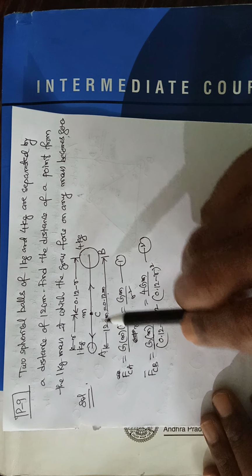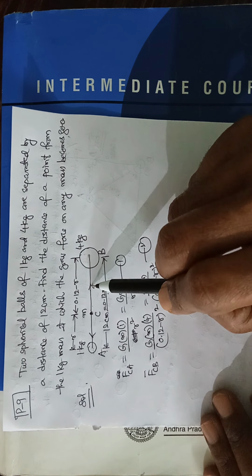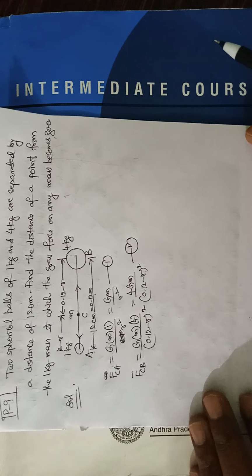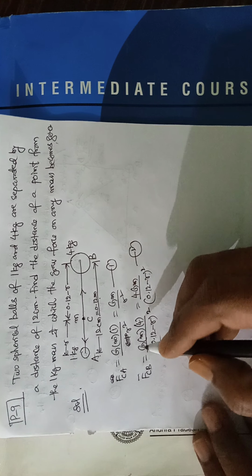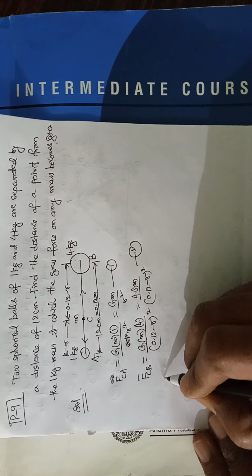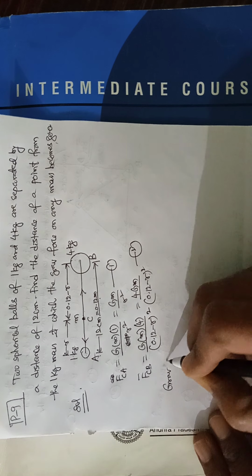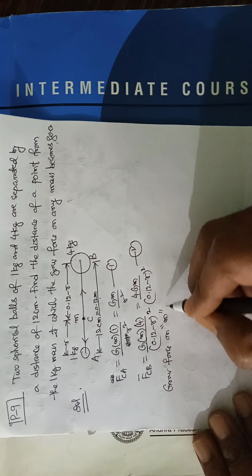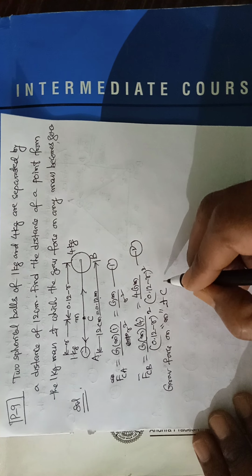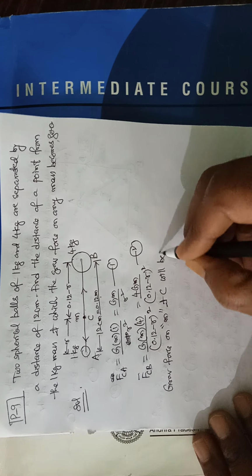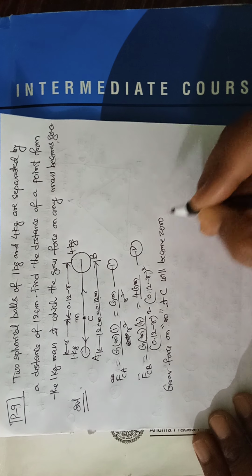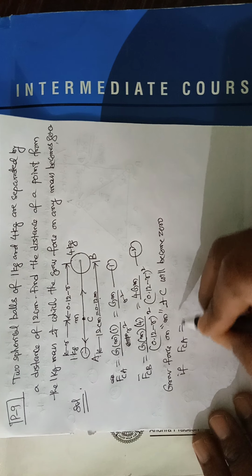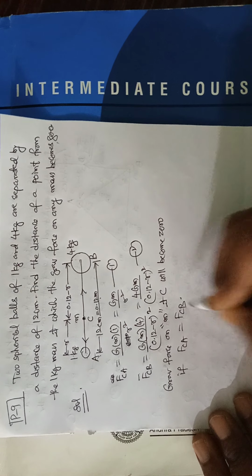So if left side force is equal to right side force, then the resultant force becomes 0. On mass m at C, the resultant force will become 0 if FCA is equal to FCB.